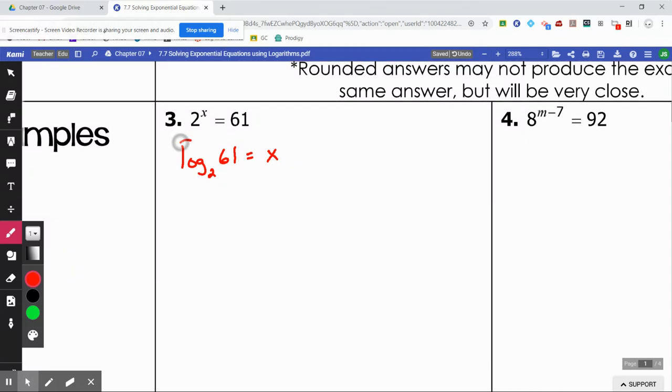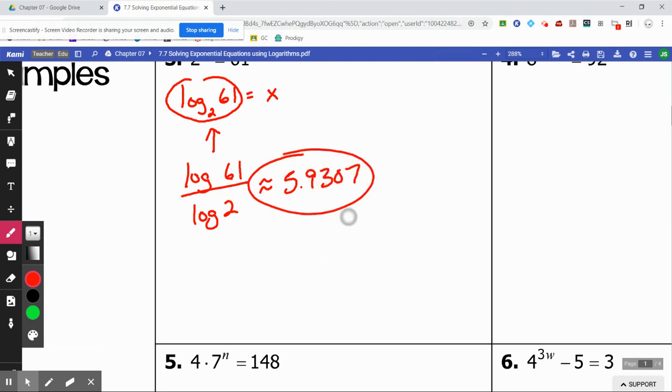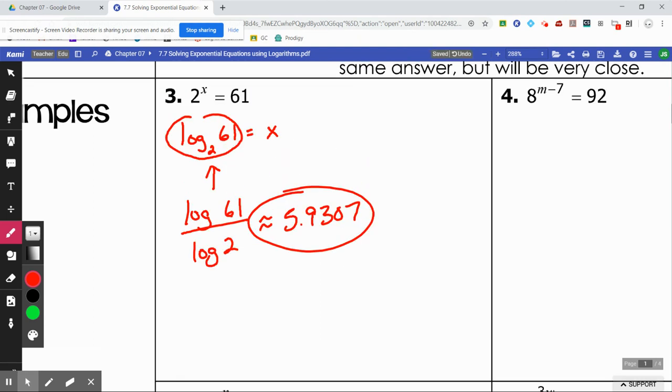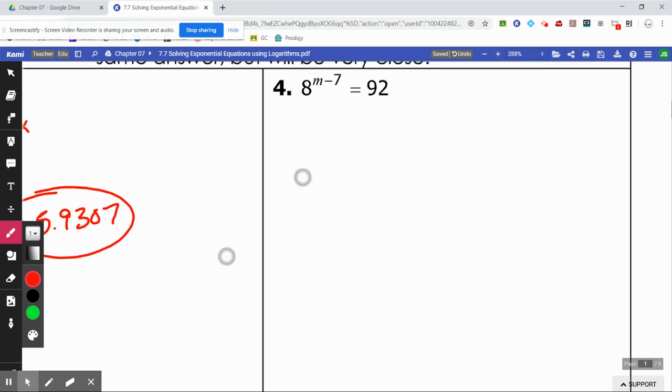However, how do we type this into our calculator? This is our change of base formula. We're going to type it in as the log of 61 divided by the log of 2, and that's going to tell us that x is approximately 5.9307. And again, you can raise 2 to the 5.9307 power. It's not going to be exactly 61, but it's going to be really close because that is a rounded answer.